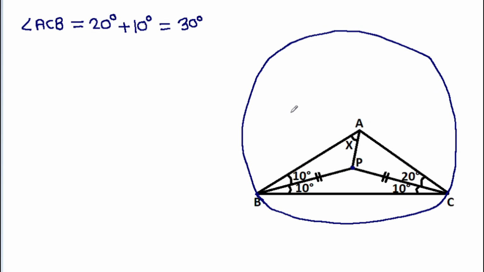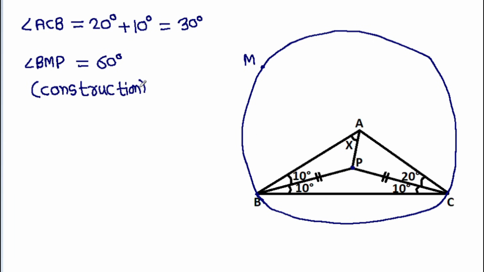And suppose this point is M such that angle BMP is 60 degrees. It is our construction. Angle BMP is 60 degrees.